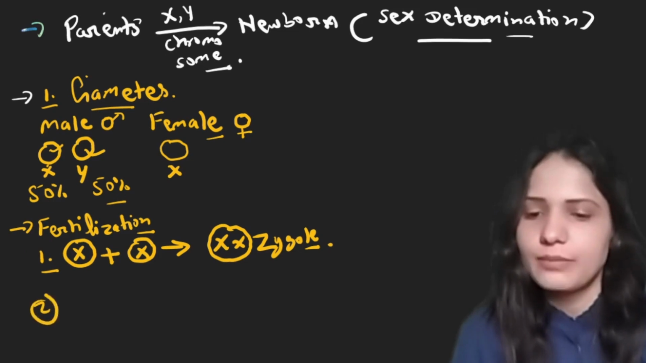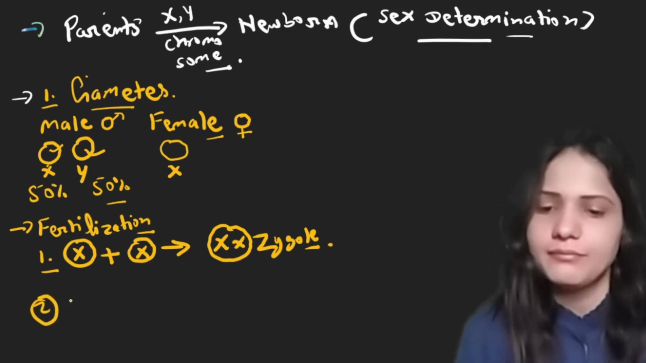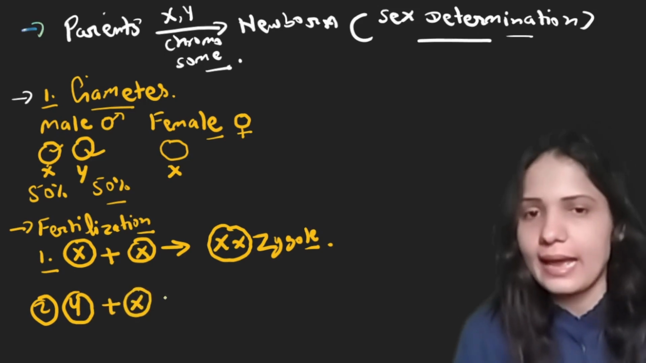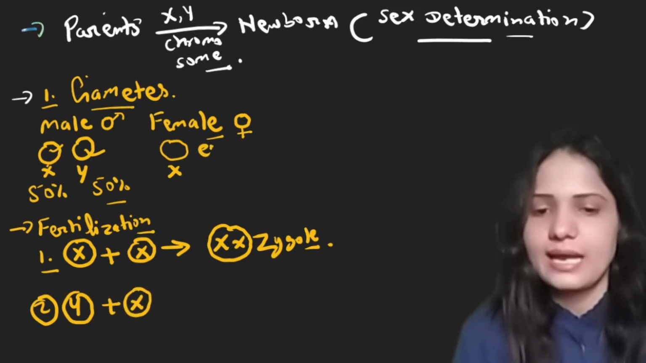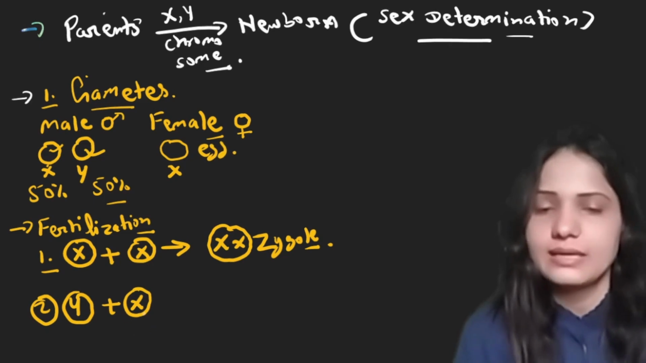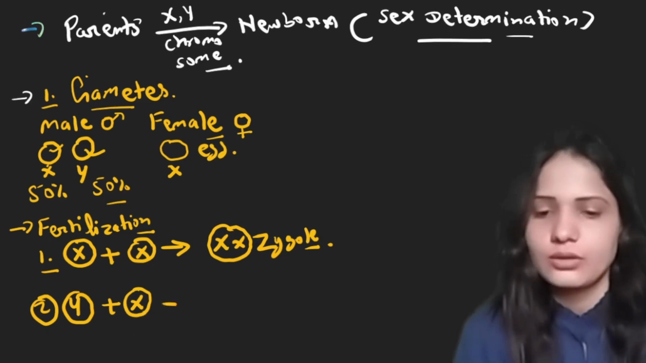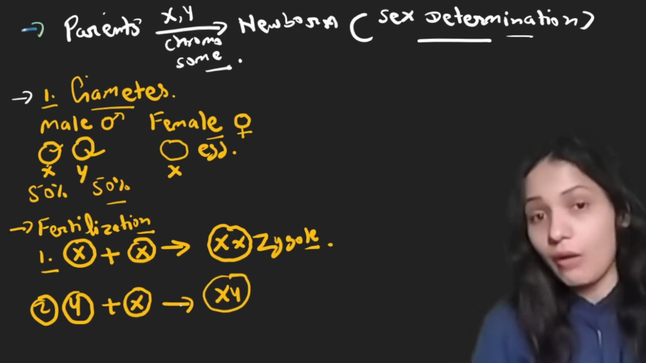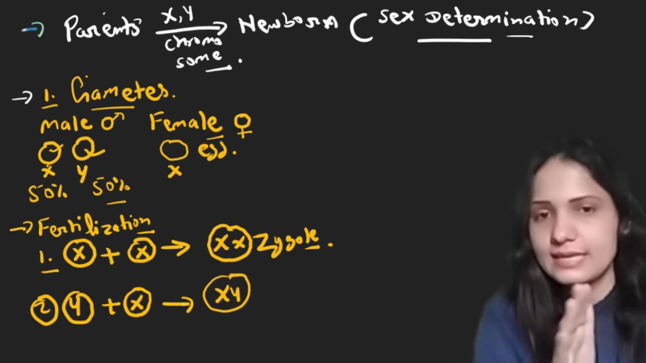And case number 2, we have Y gamete here. And this Y gamete will combine with the X gamete of female, the egg. So here we have XY configuration. And now you know about this XX and XY.